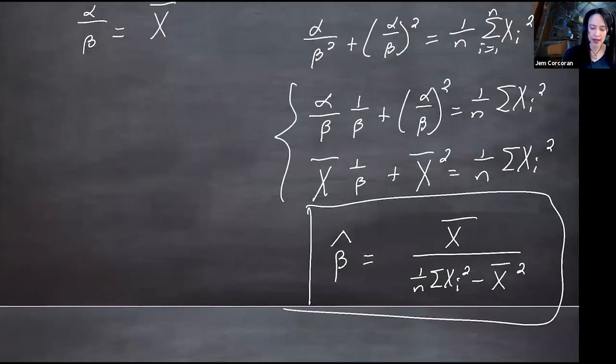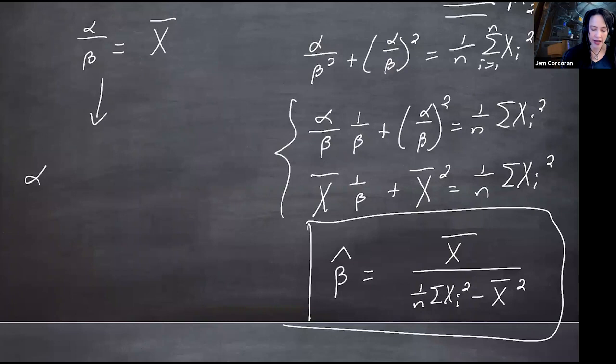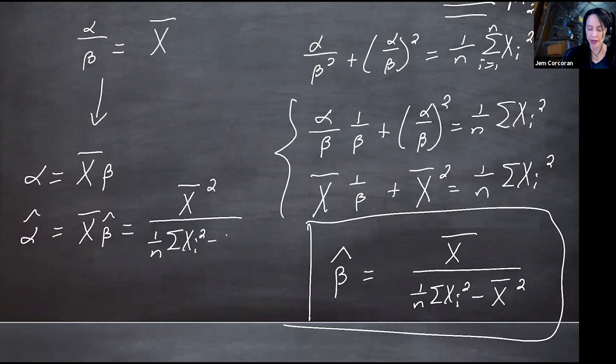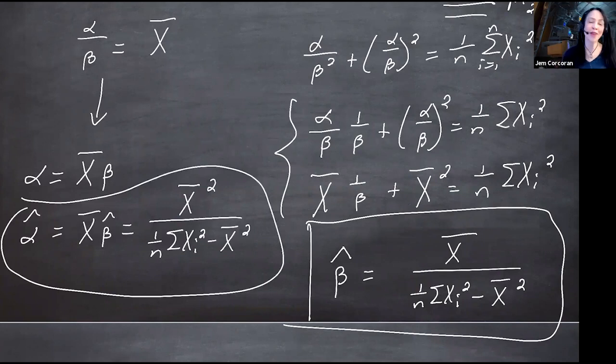So let's go back and get alpha from this guy. I know that alpha is going to be x bar times beta. So alpha hat is going to be x bar times our estimator for beta. I'm going to take that thing in the rectangle in the lower right and multiply by x bar. That's going to put another x bar in the numerator for an x bar squared over 1 over n, the sum xi squared minus x bar squared. Our two method of moments estimators, and our first time ever estimating alpha for the gamma distribution.